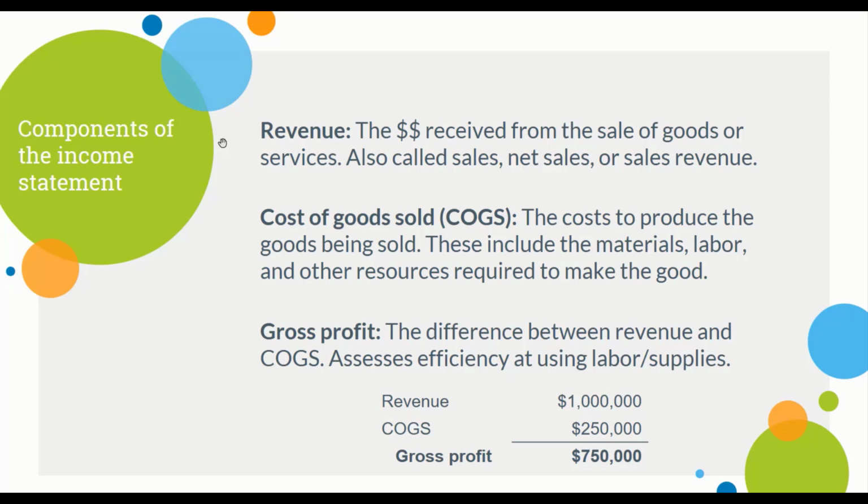If you earned $1 million last year in car sales, but it cost you $500,000 to make the car, and this year you earn the same amount of money, $1 million, but it only costs you $250,000 to produce that car, that means you are becoming more efficient with your resources.